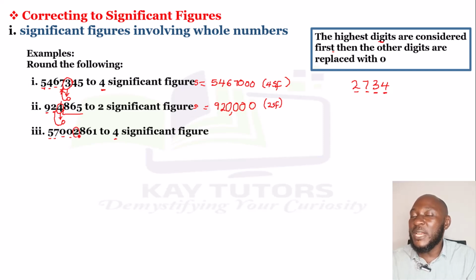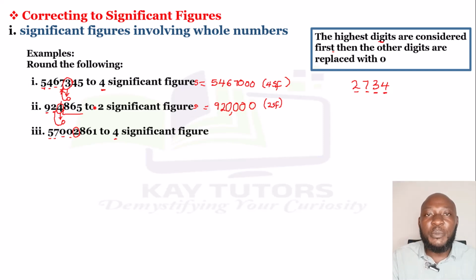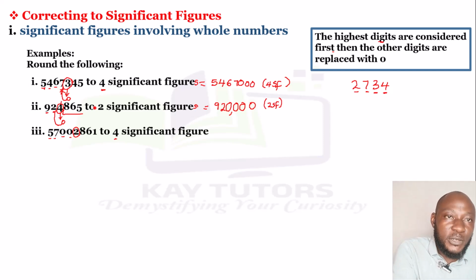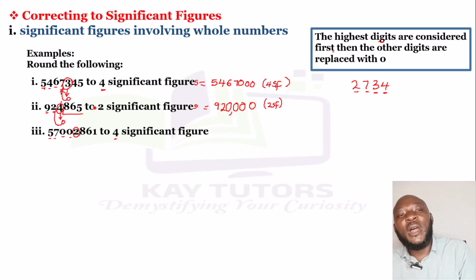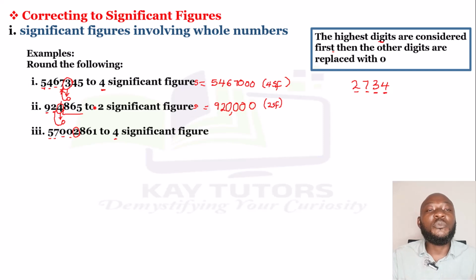So you've seen the pattern, right? If you ask me to round to the nearest 2 significant figures, my judgment will be on the 3rd number. If I am asked to round to the nearest 7 significant figures, my judgment will be on the 8th number, right? So let's continue. So since I've been asked to round to the nearest 4 significant figures, here I have 5, 7, 0, 0. So this is 57,002,861. So my judgment is on 2.